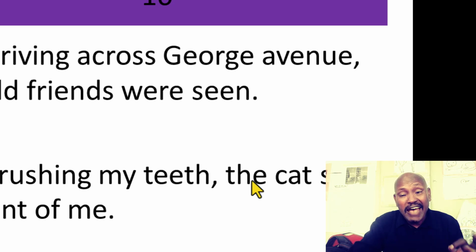I saw the cat sat in front of me. Yes. While brushing my teeth I saw the cat sat in front of me. Yes. While I was brushing my teeth I saw the cat sat in front of me.